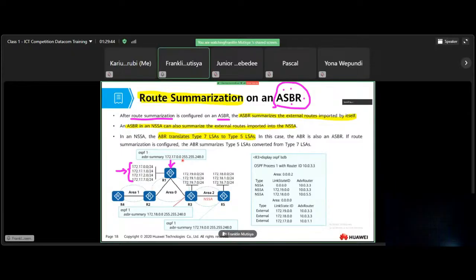So in a not-so-stubby area, NSSA network, where we find the ASBR, the ABR will translate type 7 LSAs into type 5. We have said that. So the ASBR, assuming this is the ASBR, will generate type 7 LSAs and flood them in this area. Once these LSAs get to router 3, it is going to change the not-so-stubby area LSAs, known as type 7 LSAs, into type 5 LSAs, which are known as external LSAs. Then it will inject them into the backbone area.